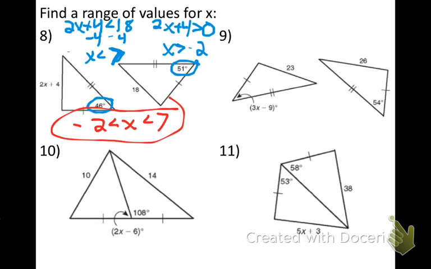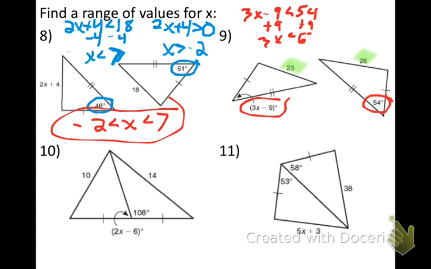All right, number 9 here. Now we're looking at the angles. Okay, so I look at my sides. I'm looking at 23 and 26. What do I know about 3x minus 9 and 54? What can you tell me here, Jack? So 3x minus 9 is less than 54. And I solve. So what would I do to solve that then, Jack? Add 9. Getting 3x is less than 63. Divide by 3 and I get what, Jack?